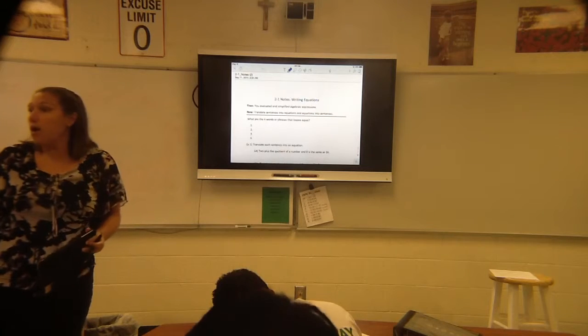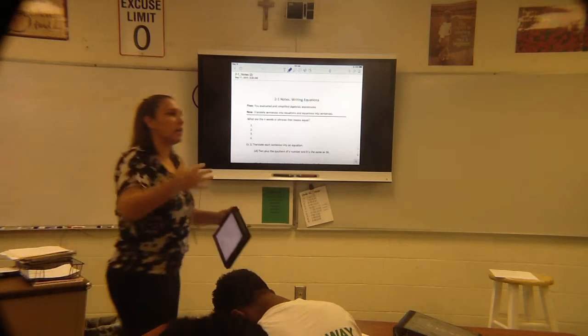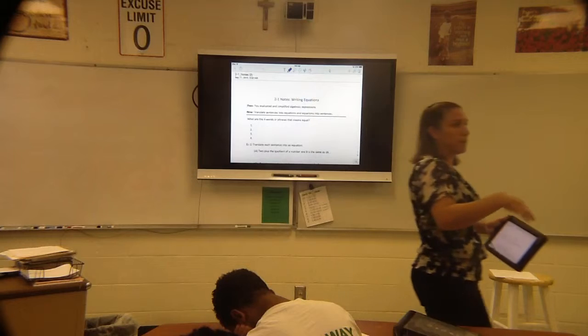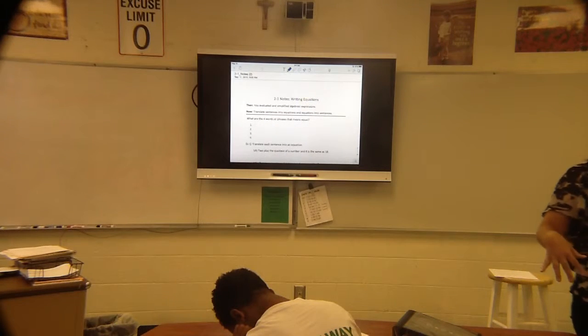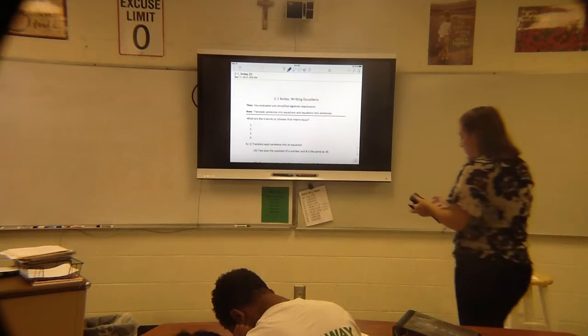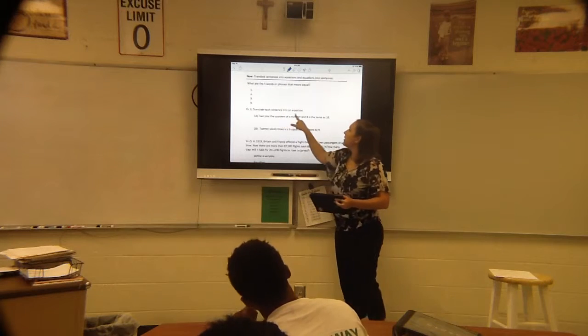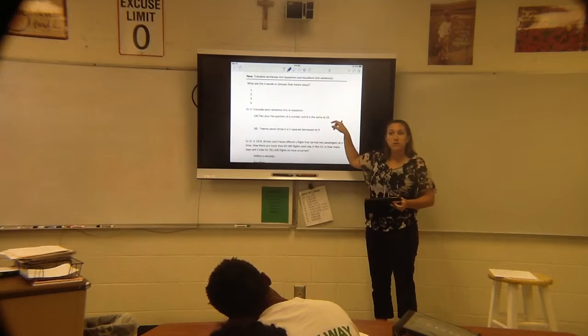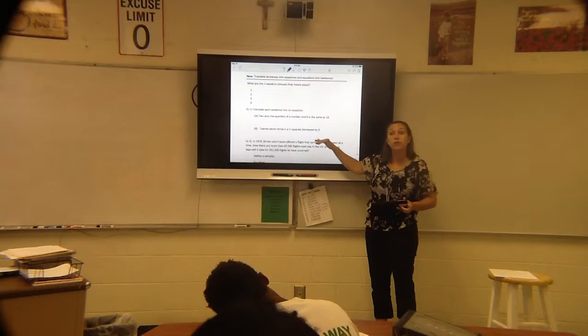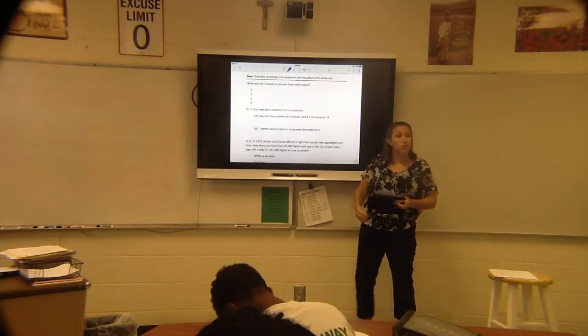Okay, equation. So now what we're going to do is work on a lot of the same concepts we were working on in the first chapter, but now we're going to apply it to equation work. Okay? So today, this should look pretty familiar to you. We're going to be translating sentences. The difference is now we're going to have an equal sign in there. So this today is a lot of review.